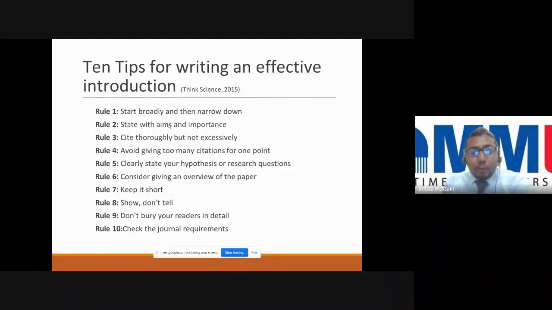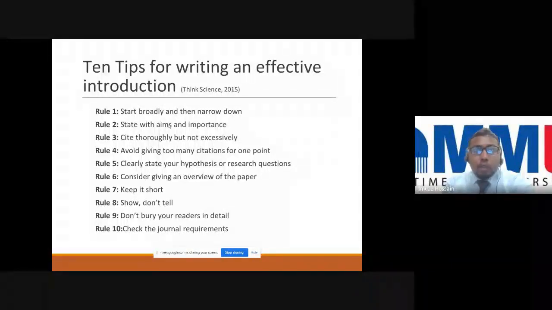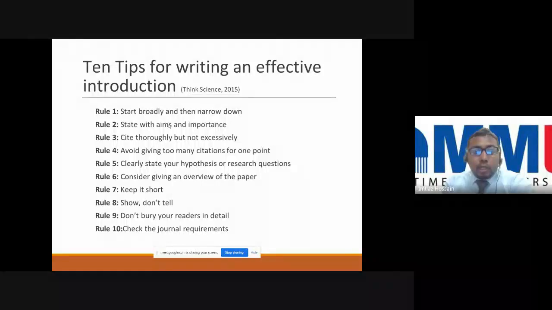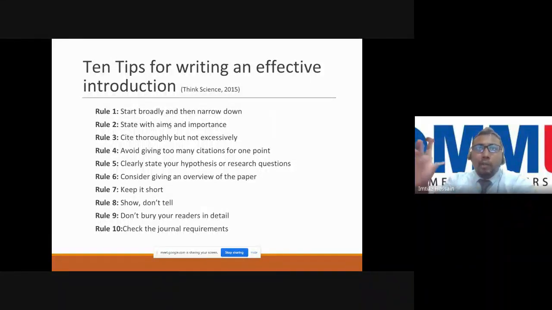And clearly state your hypothesis and research question, your objective, your research question. At the end of the introduction, you should mention that so that it will be standalone. What actually is the purpose of the article. Consider giving an overview of the paper. I also did this practice. At the end of the introduction, you can write 2 or 3 lines saying that the first section is the introduction, the second section is the literature review. We reviewed the literature, this theory we use. So it gives a good overview of the whole article. Okay, it's wrapping your whole paper.